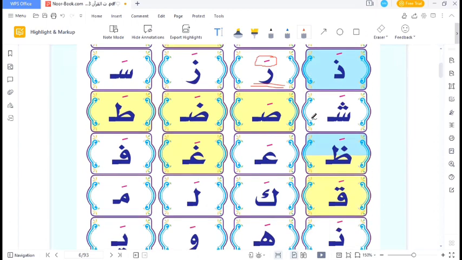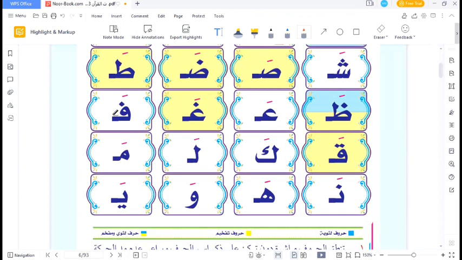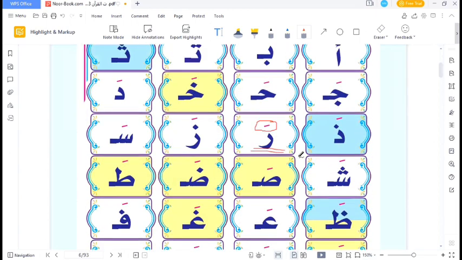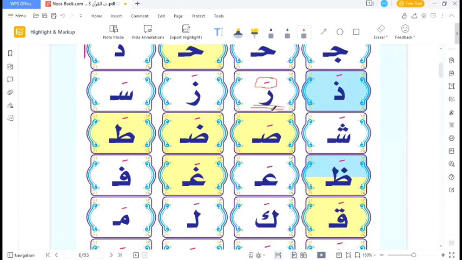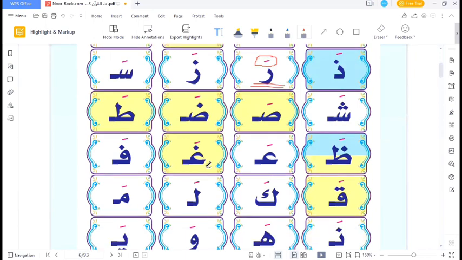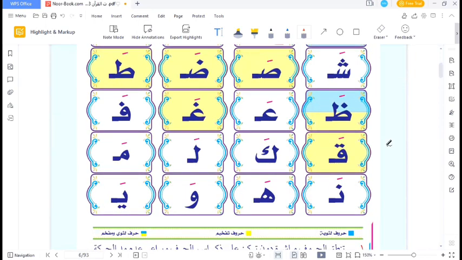Then we have sa, sha, sad, dad, ta, heavy. All of them are heavy. Then dha, heavy. Ain, gha, heavy. Fa, qa, heavy. Ka, la, ma, na, ha, wa, ya. So I have kha, heavy. Ra is going to be heavy because it has fatha. Sa, heavy. Da, heavy. Ta, heavy. Gha, heavy. And qa.